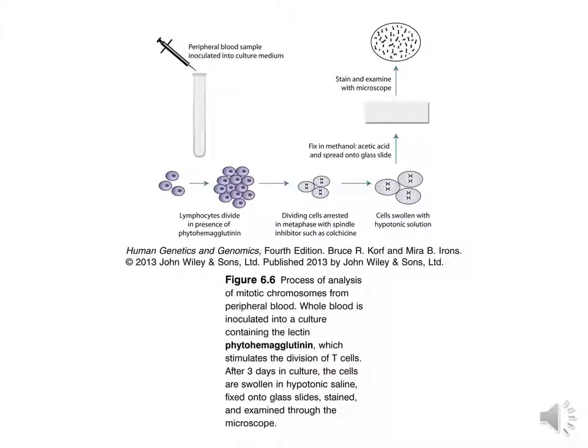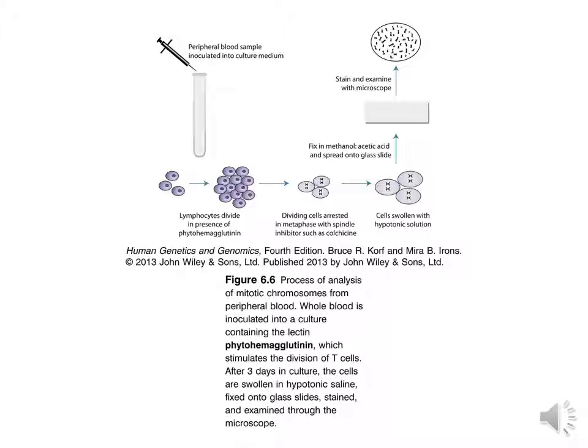The major source of cells used for clinical cytogenetics is peripheral blood T lymphocytes, which are stimulated to divide in culture by phytohemagglutinin. Cells are collected at metaphase by treatment with a spindle inhibitor such as colchicine. They are then swollen with a hypotonic saline to facilitate cell membrane disruption and spread onto a slide. They are then fixed and stained.